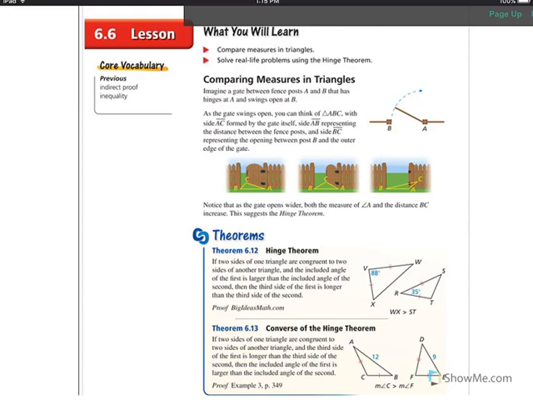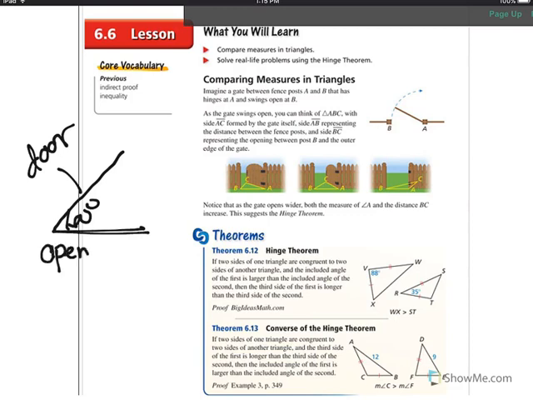Okay, so the hinge theorem is, if you think about a door to the classroom, and say you open the door a certain degree measure, okay? Say we open it 60 degrees or so. Well, this is the door, okay, and here's the classroom opening. And the distance we're talking about is the distance from the door to your actual opening, and it's always going to be across from the angle that you're talking about.